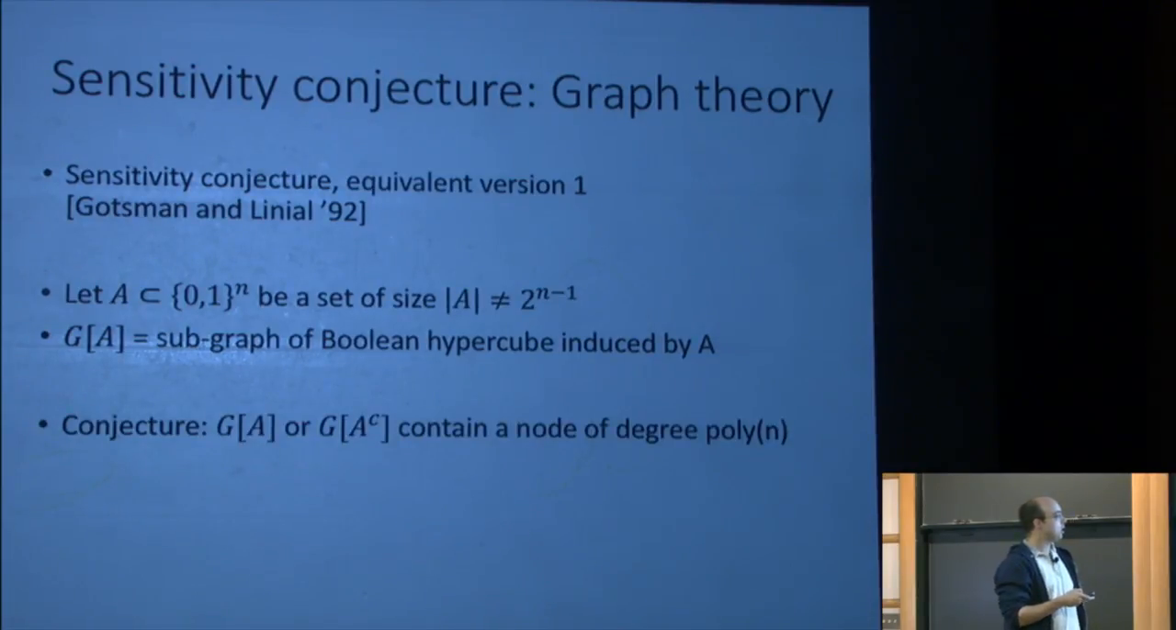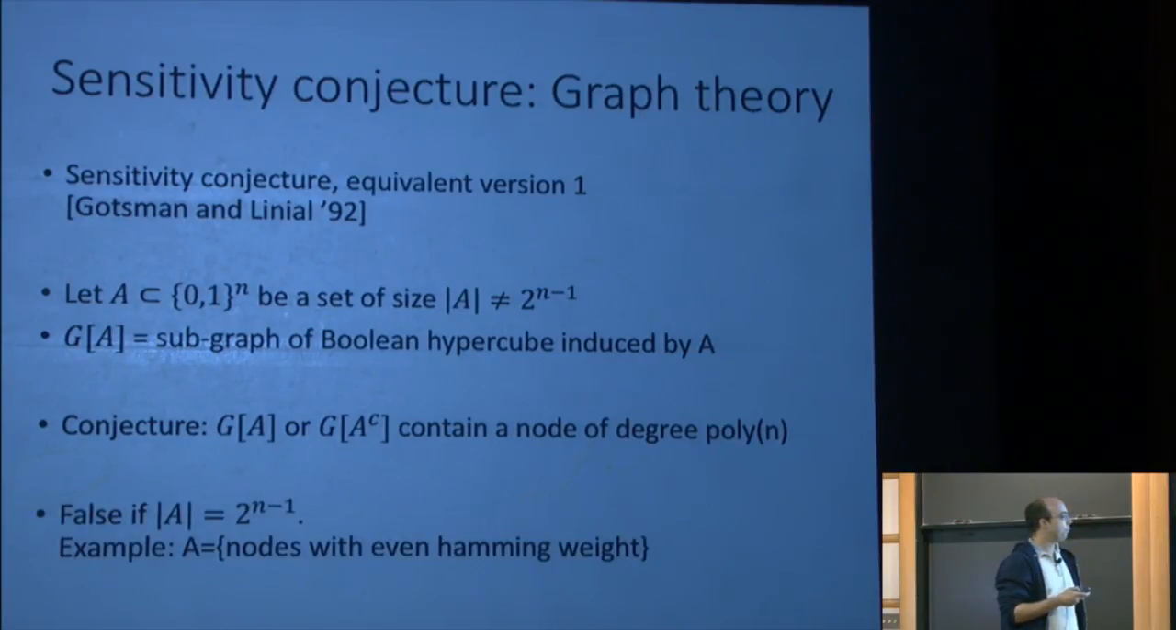Okay. So here's a conjecture that turns out to be equivalent to the sensitivity conjecture. Either for A or for its complement, if you take this induced subgraph, it contains a node of high degree. High here is some polynomial in n, like n to the 0.1, n to some absolute constant.